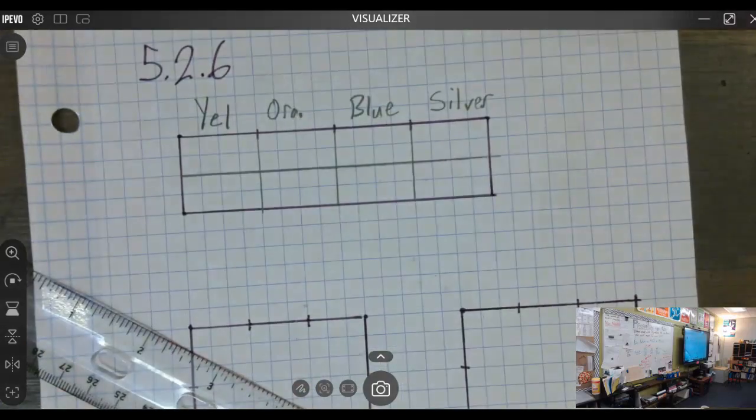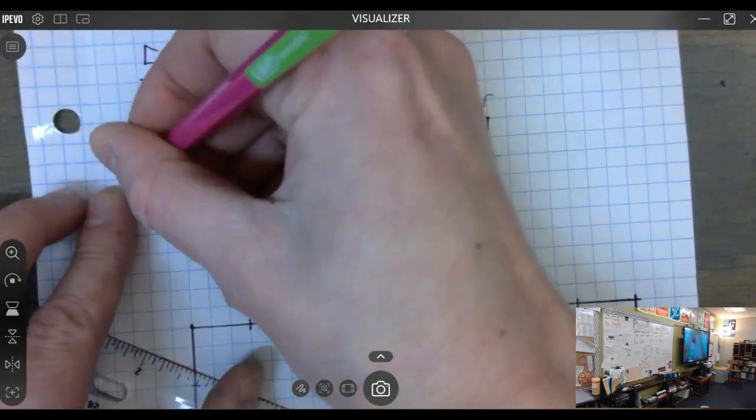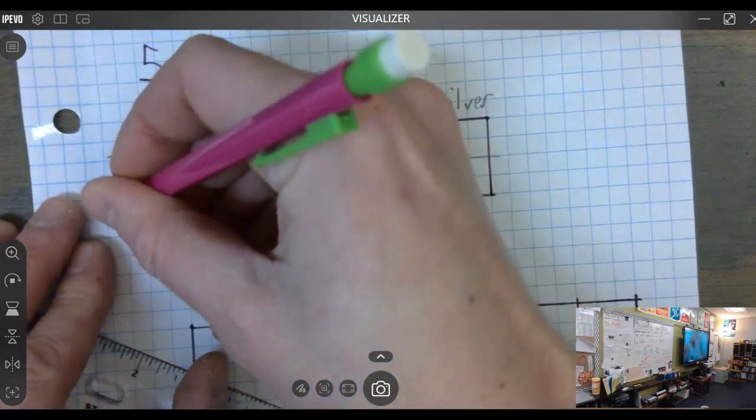And then what would go on the left side of the table? Yeah, the tetra, right? The type of fish, or the guppy.